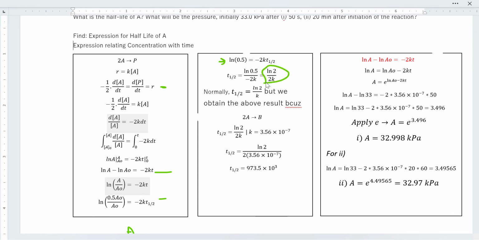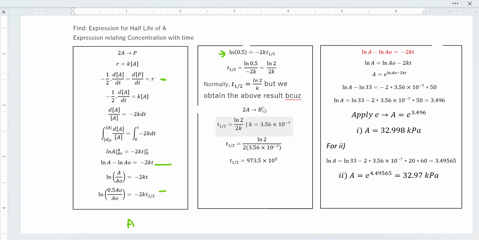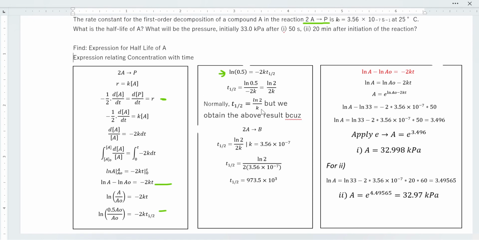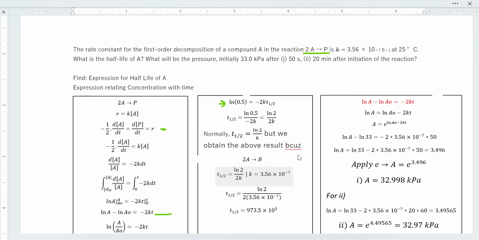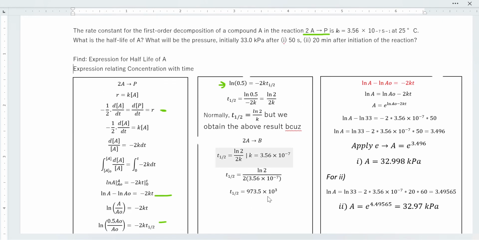Normally, if we look at textbooks or in your previous knowledge, you'll say t half is equal to ln 2 over k, but in this case it's ln 2 divided by 2k because of this stoichiometric number over here. Now let's tabulate our half-life and get a numerical solution. ln 2 can be evaluated, k has been given in the question, and I'm just going to insert the value of k, and then I get the half-life.